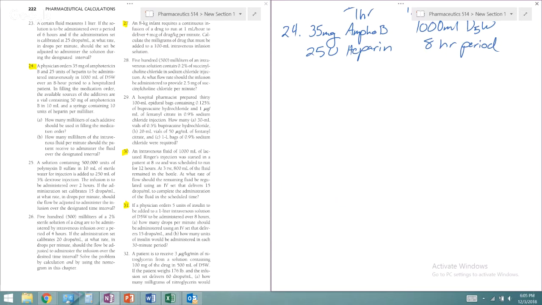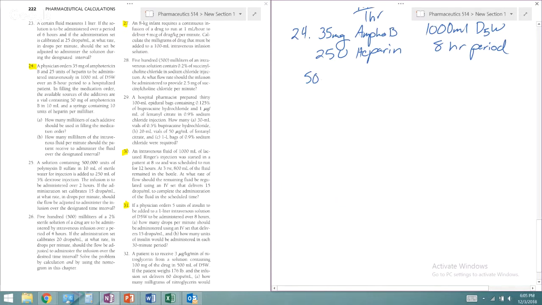So in filling the medication order, the available sources of the additives are a 50 milligram vial of Ampho B in 10 mLs. And then a syringe containing 10 U of heparin per ml. All right, so A, how many milliliters of each additive should be used in filling the medication order?